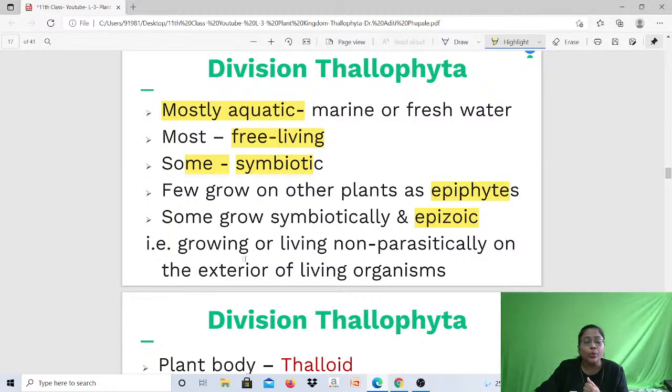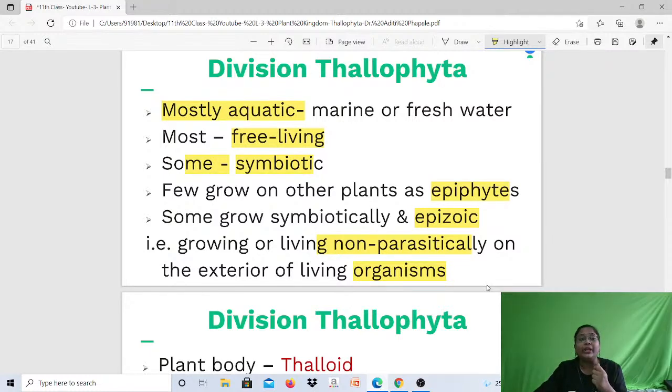Epizoic matlab, growing or living non-parasitically on the exterior of living organisms. What do you mean by non-parasitically? That means they are present outside the body, that is the exterior of another living organism, but non-parasitically, which means it is not obtaining any nutrition from that host organism.